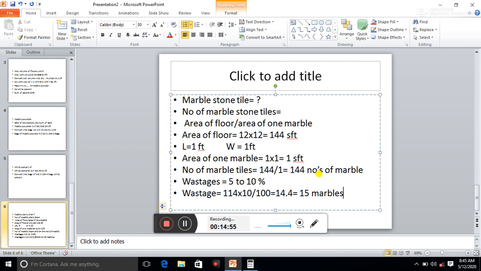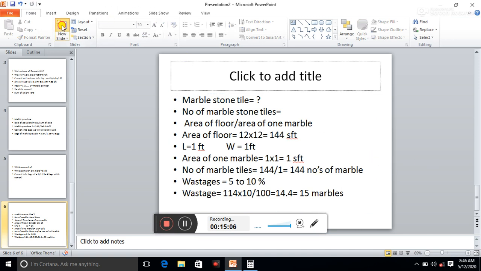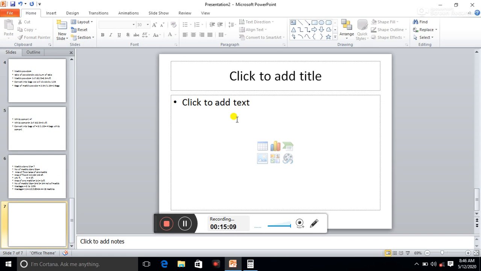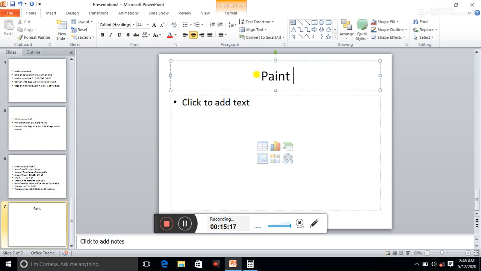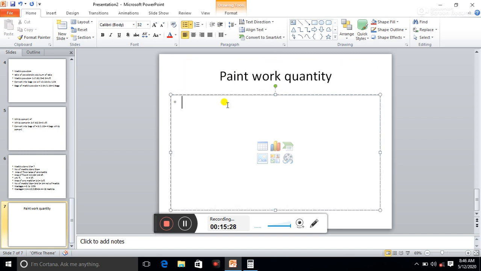Okay, so in our next topic we will find paint work quantity. Okay, so the standard for double coat of emulsion paint.